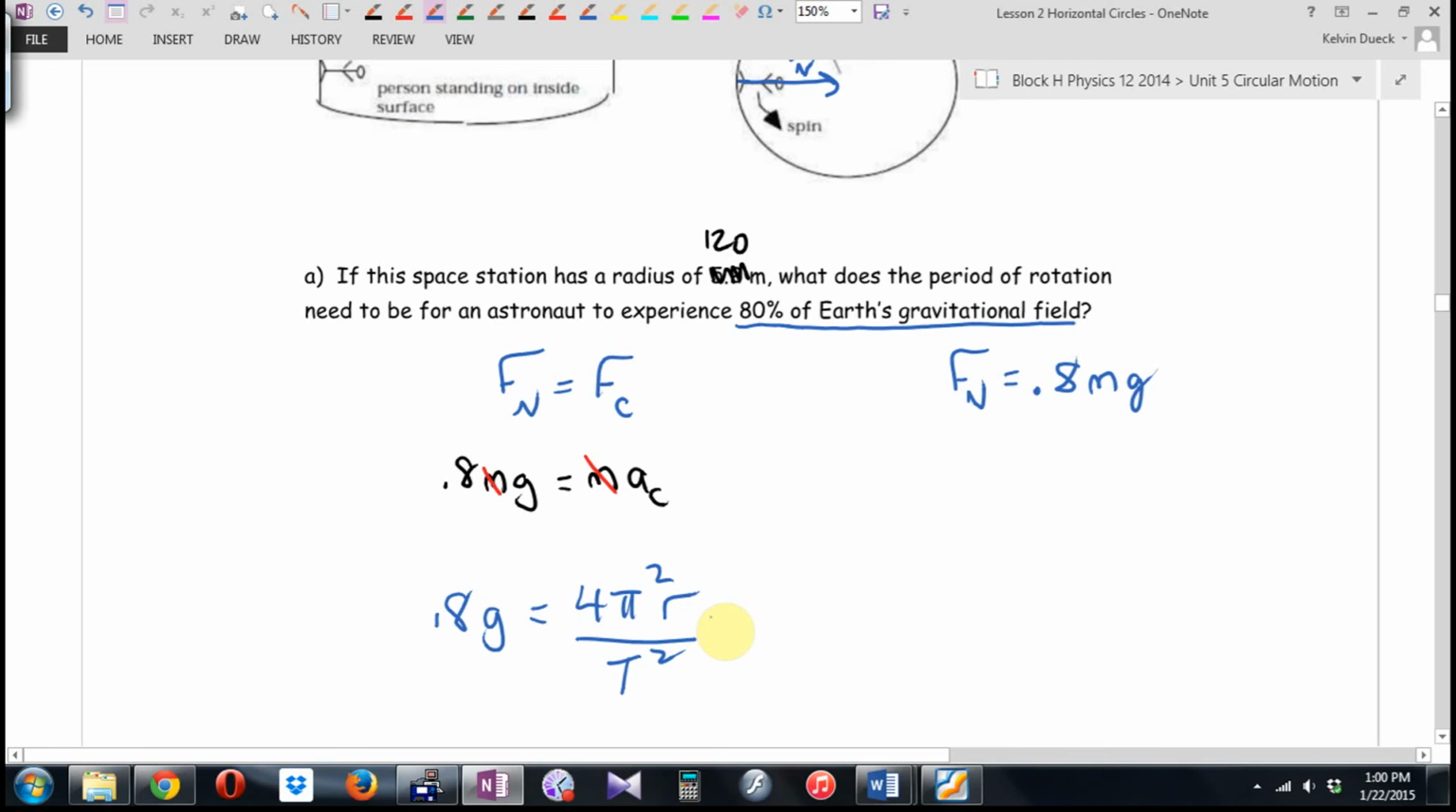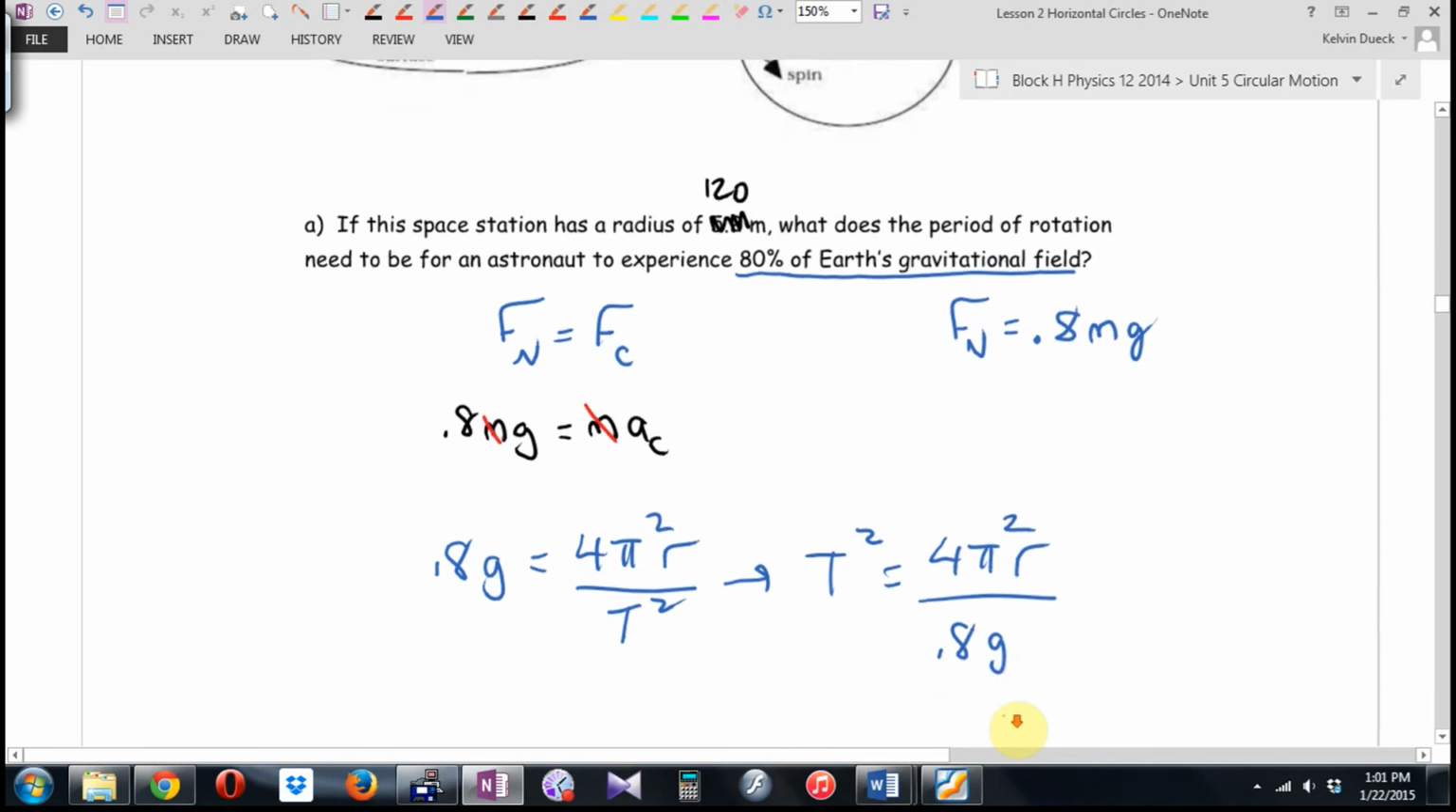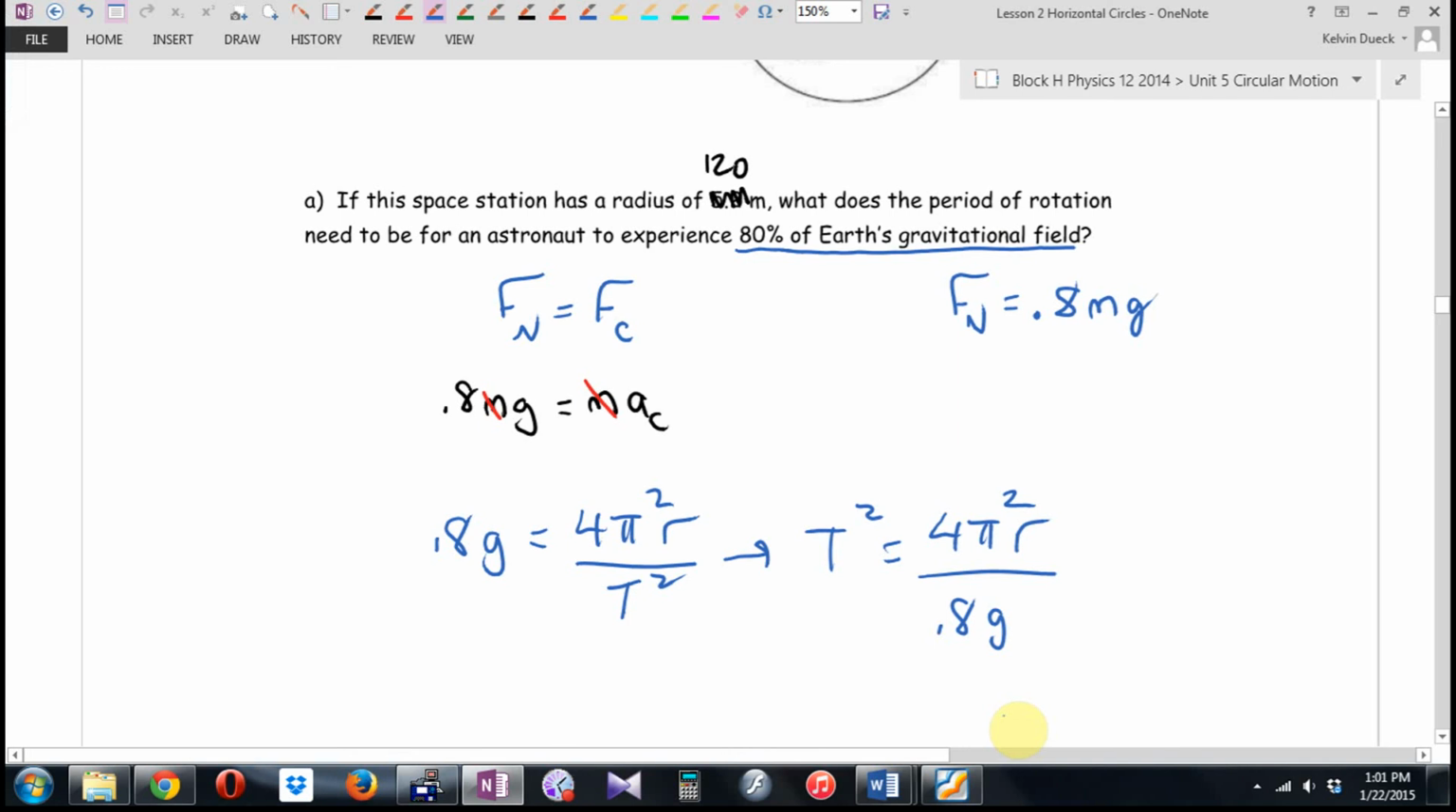If you wanted to build this space station 120 meters in radius, 240 meters all the way across, and you wanted an artificial gravity of 80%, you'd have to have it spinning every how many seconds? How would I get the T by itself? I think this is one fraction equals one fraction, so I can use my stuff moves diagonally. I think you'll get this. T squared equals 4 pi squared r over 0.8 g. And how do I get rid of a squared?